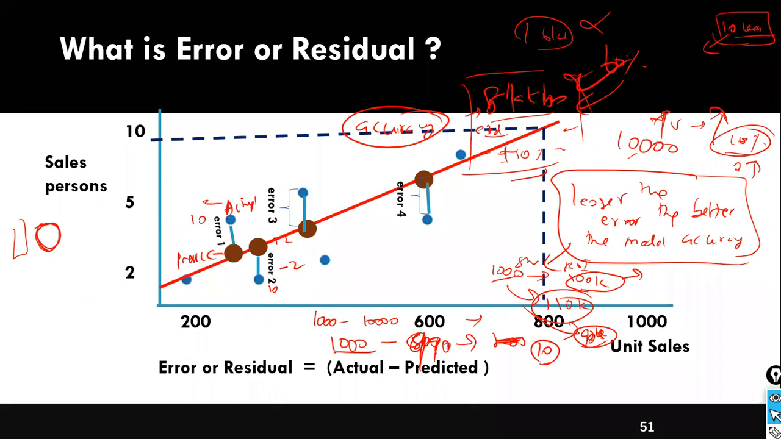Error 1 is 10, so 10 squared. If I square error 2, -2 into -2 becomes 4, right? Then the sum of squared error is 10 squared plus -2 squared plus, let's say I give some other value, 3 squared plus -3 squared. This is called your sum of squared error.